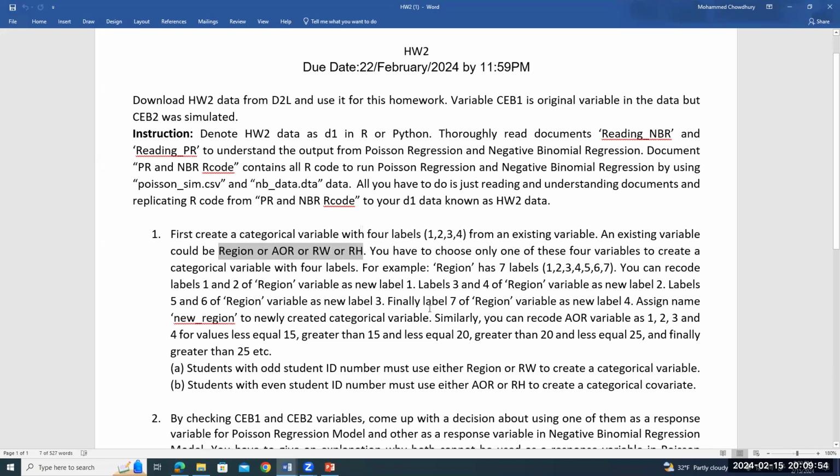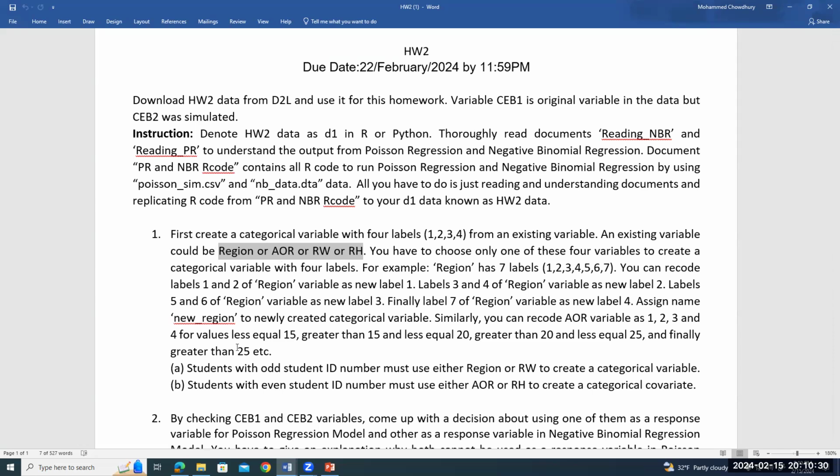Clear? Now what you will do, you can take the region variable, which has 7 levels. You can transform that 7 levels to 4 different levels. I give you the instructions. If you do not like the region variable, you can take age of the respondent or respondent weight or respondent height. Read the instructions thoroughly. Okay, I will grade these things very carefully. How can you recode this variable? Because in the first homework you did and you know how to recode a variable.